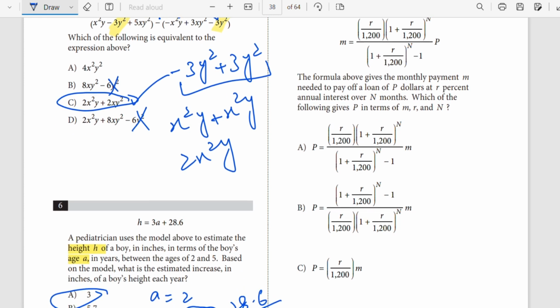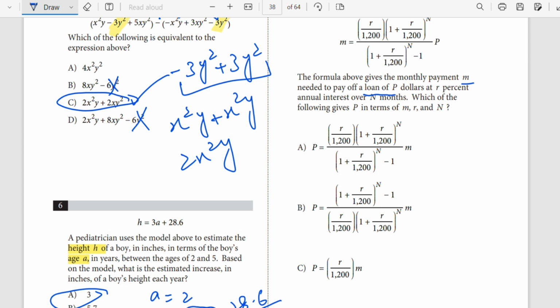The above formula gives you the monthly payment M needed to pay off a loan of P dollars at R% annual interest over n months. Which of the following gives P in terms of M, R and n?